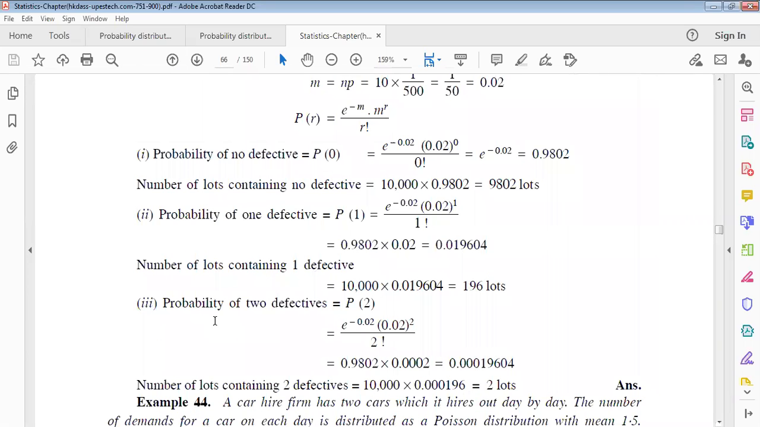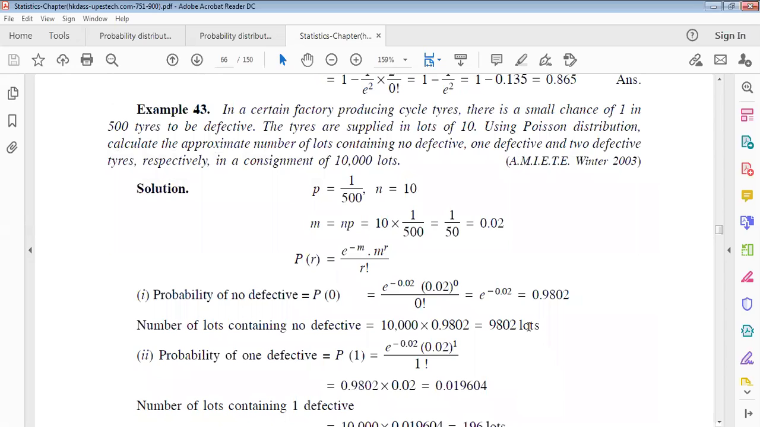Now the probability of 2 defectives, probability of 2, just putting r equals 2 in the probability density function of Poisson distribution. This r equals 2 and m equals 0.02. So we get 0.02 whole square equals this. Then multiplying with this result, we have to calculate this with a scientific calculator, of course. So we get the probability of 2 defective is this. Now number of lots containing 2 defectives, total lots 10,000. If you multiply this probability, then we get 2 lots as the total defective.